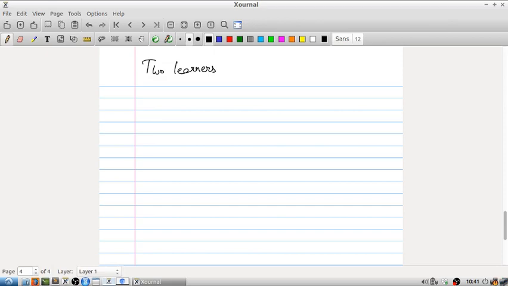I apologize for my bad handwriting. So what are the two learners? One of them you might have already seen, which is linear regression. And the second one you might have also seen, which is the K nearest neighbor, okay?